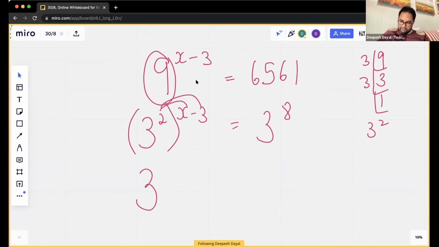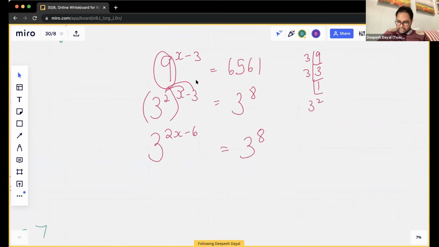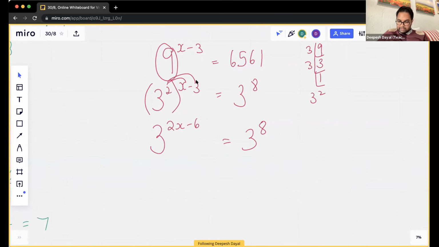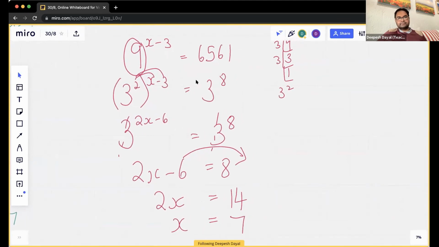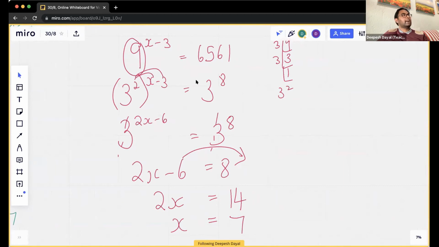Then we multiply this in, so it becomes 3 to the 2x minus 6 equals 3 to the power 8. And why is it 2x minus 6? Because 2 times x is 2x, 2 times minus 3 is minus 6. Then the 3's cancel out, and we've got 2x minus 6 equals 8. So 2x equals 14, because you take the 6 over, and x will be 14 divided by 2, which is 7. Does that make sense? Yes, sir. Okay, Lunico. Will you be able to try one by yourself? Yes, sir. I could try.